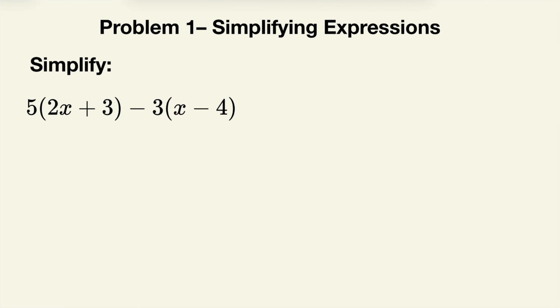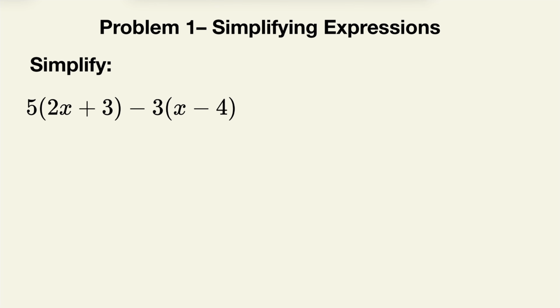So here is problem number 1, simplifying expressions. Here we're going to simplify 5 times the quantity 2x plus 3 minus 3 times the quantity x minus 4. Now this is a common SOL or EOC problem on expressions. So the first step here is for us to distribute the 5, as you can see here, the 5 and the negative 3. So let's go ahead and do that.